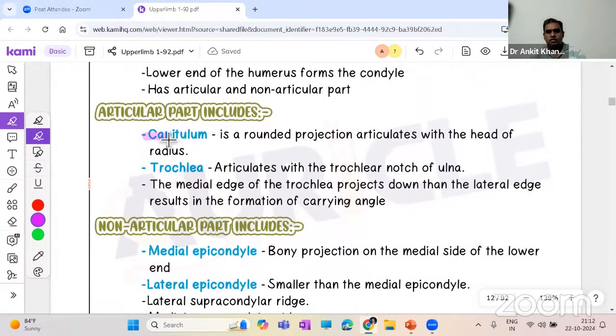Capitulum and trochlea. Don't forget which bones it is articulating with. The lower end of the humerus is forming which joint? Elbow joint. For elbow joint, you have bones humerus, radius, and ulna. Radius and ulna are the two bones of the forearm.